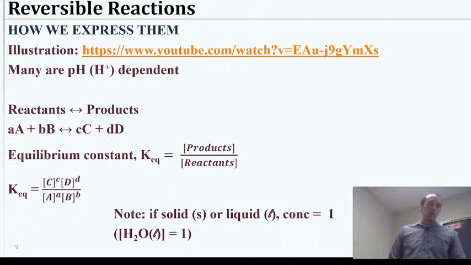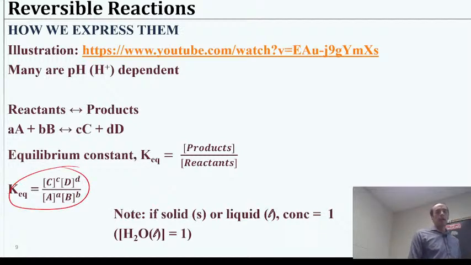Okay, so typically we describe it as reactants on the left, products on the right. That's typical for all chemical reactions. And if we write some reactants and products as A, B, C, and D, a lowercase a in front would be the number of moles or number of molecules in that particular reaction. Then we can write the equilibrium constant as this.